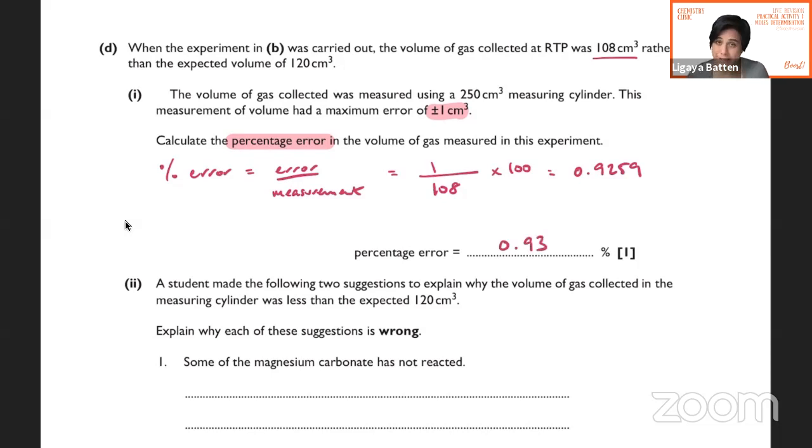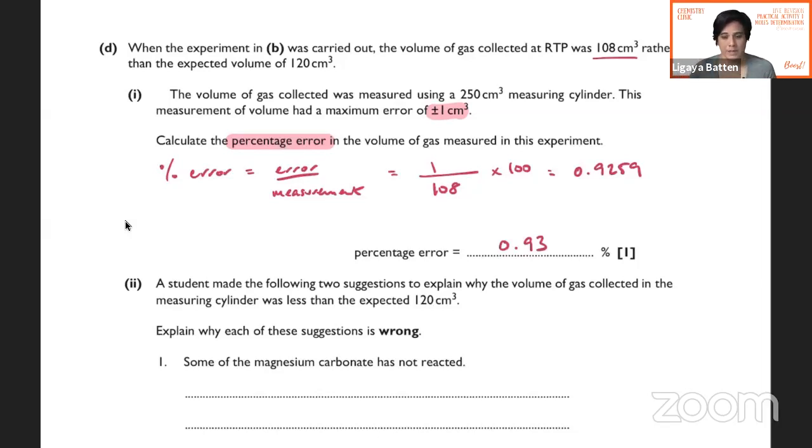This didn't specify a number of significant figures or decimal places, so you could put anything up to a calculator value, anything reasonable probably from 1 decimal place up to the calculator value. But with percentages, I think it's normally standard to do 2 decimal places. So percentage error will be 0.93.